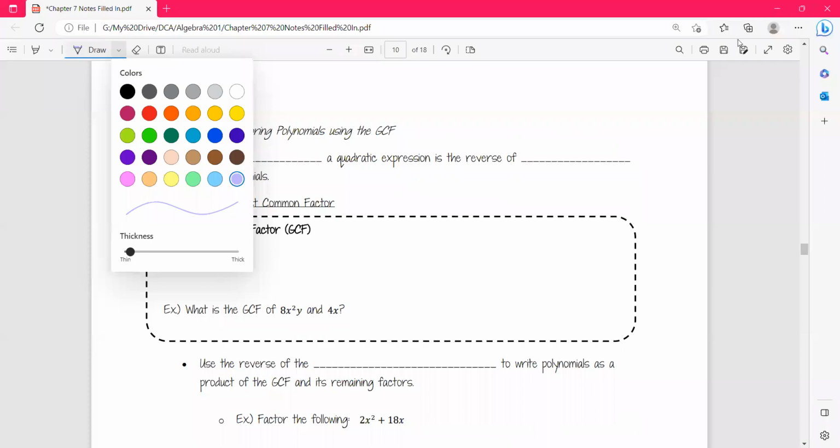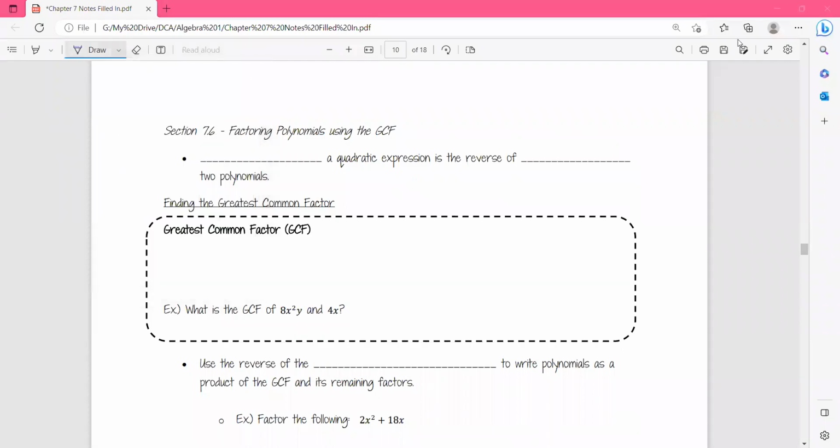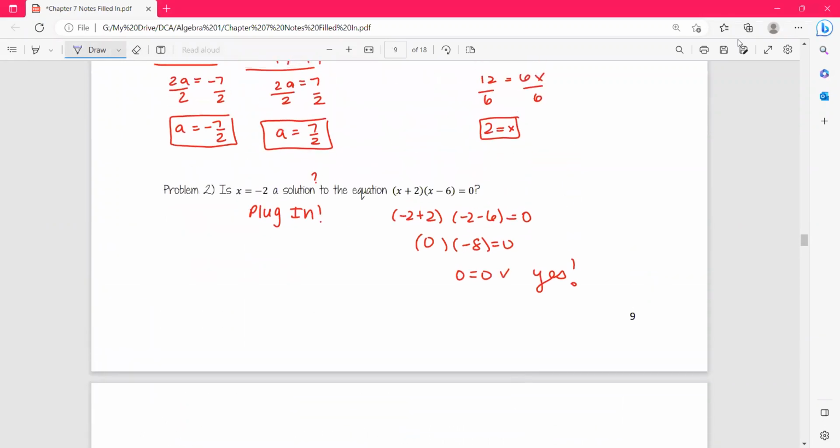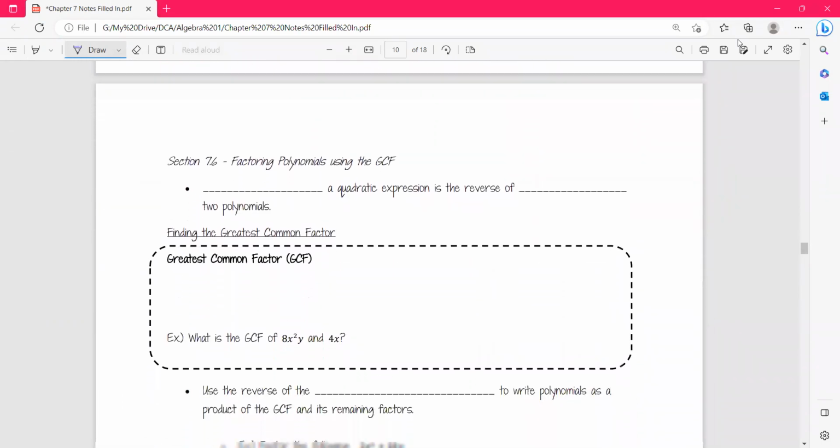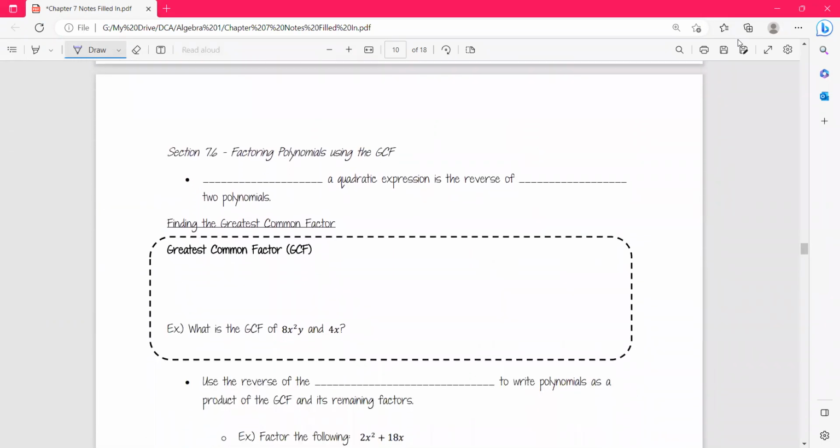Hey everyone, so this is the next section in chapter 7. This continues really closely with the last section of using the zero product property. So usually we have to do something called factoring first to get an expression in factored form. So factoring polynomials using the GCF, remember what does GCF stand for? Greatest common factor. And we've been doing greatest common factor ever since middle school.